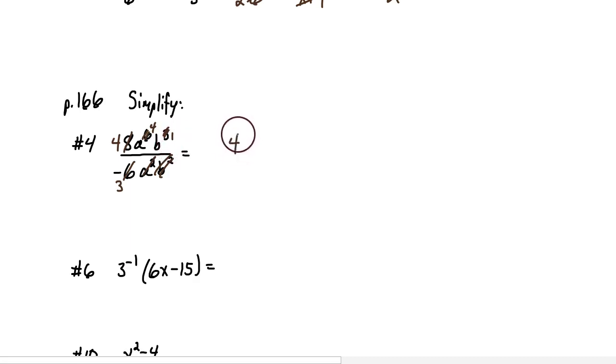In the top we have 4, a to the 4th, b to the 1, and in the bottom we have negative 3. You could leave the answer like this, or you could write it with the negatives out in front of everything. And then you have 4 a to the 4th b all over 3. Either of these is fine.